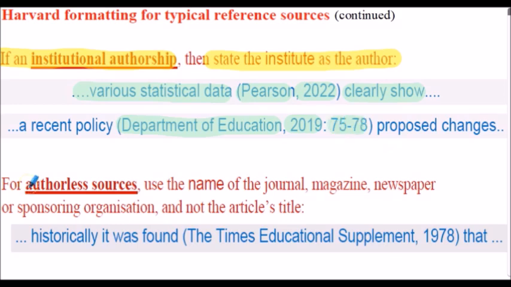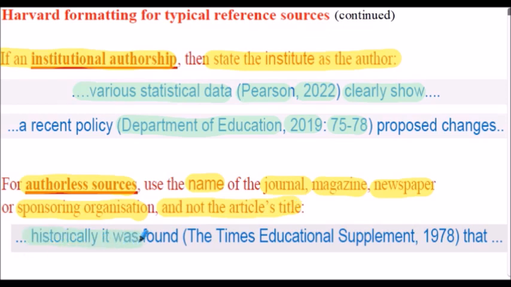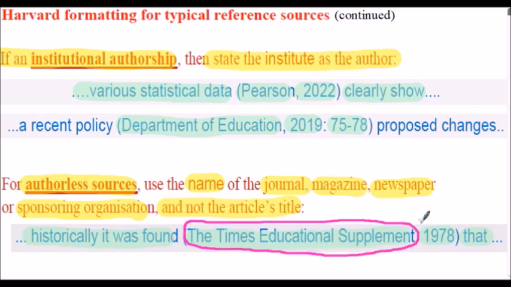Some sources can be authorless. In this case, we use the name of the journal, magazine, newspaper, or sponsoring organization, and not the article's title. So an extract could be, historically it was found, the Times Educational Supplement, 1978, that. So in this case the information source is authorless, so the citation states the newspaper supplement instead. So this is a situation where the actual author of this particular source is not identified.